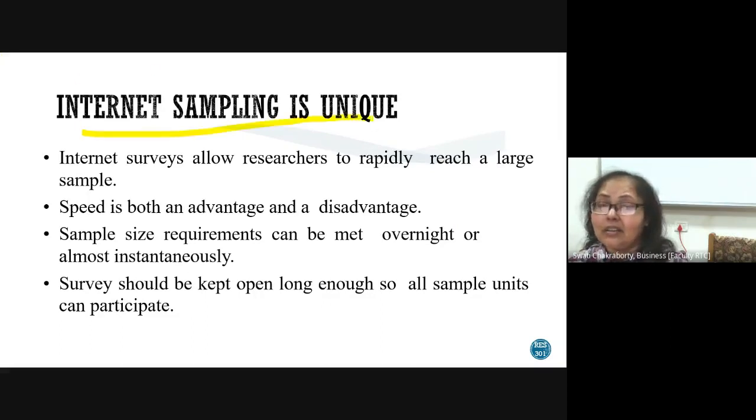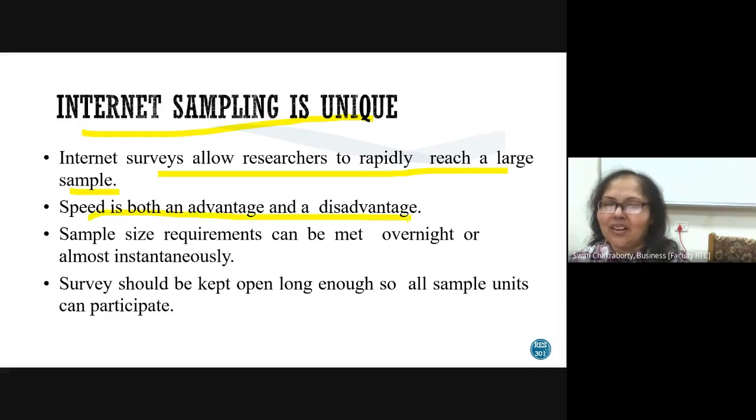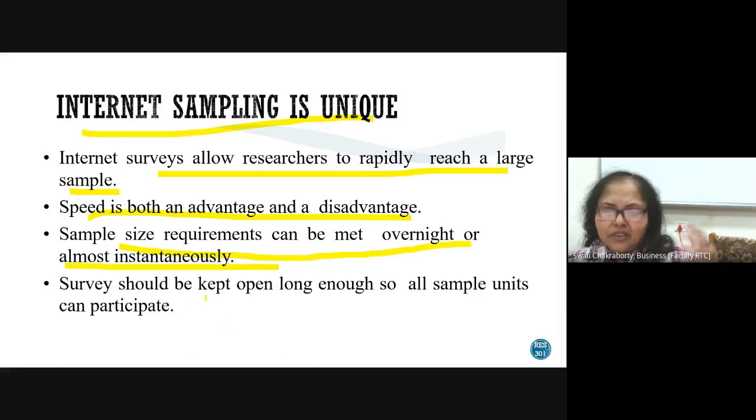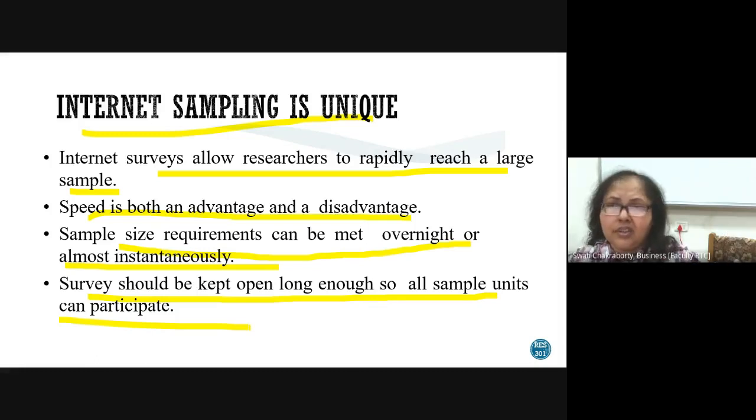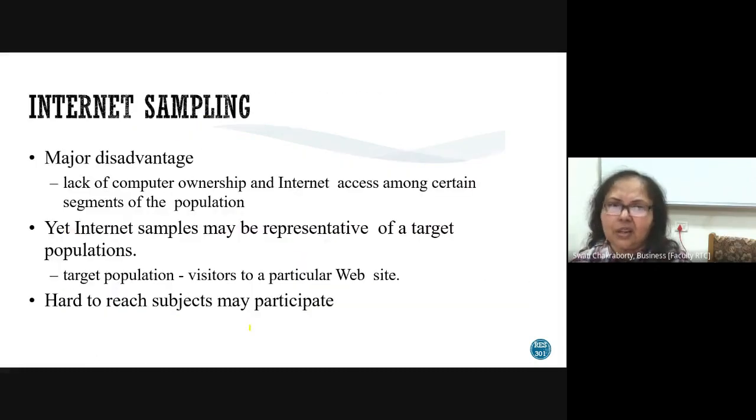Internet sampling is unique. Internet surveys allow researchers to rapidly reach a large sample. Speed is both an advantage and a disadvantage here. Sample size requirements can be met overnight or almost instantaneously. Because the internet is people, you can reach more people within a short span of time. And the survey should be kept open long enough so all sample units can participate, for a sufficient length of time, as we say.